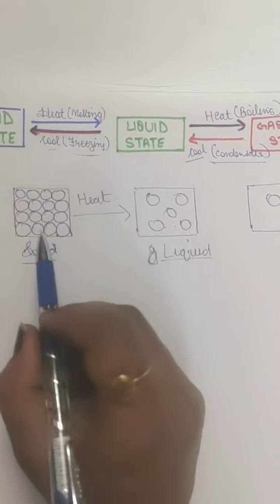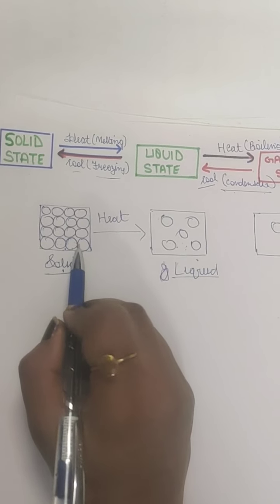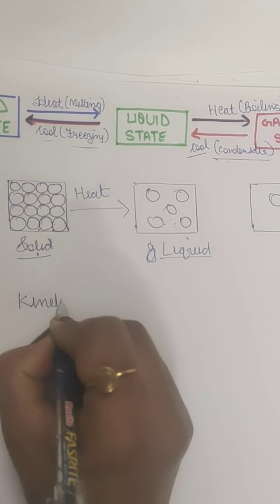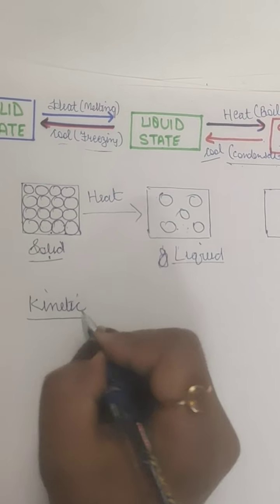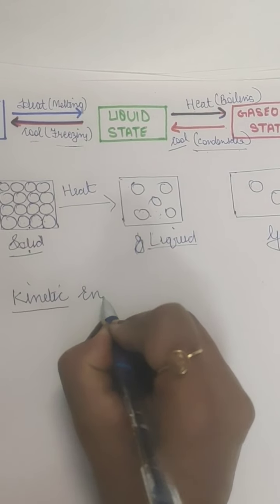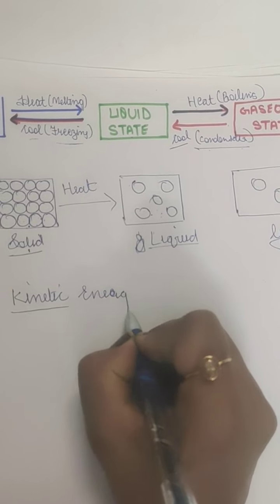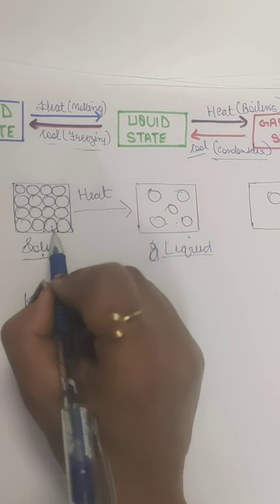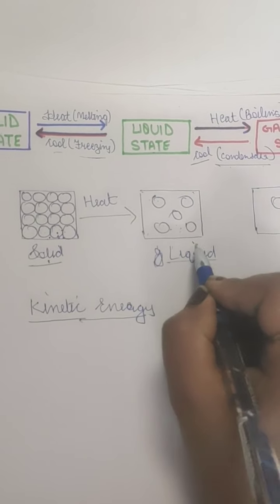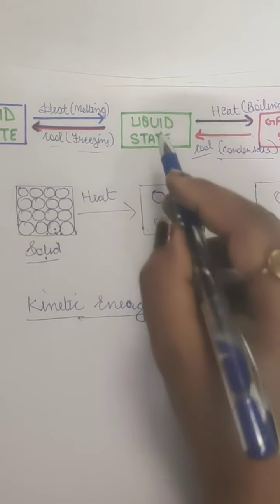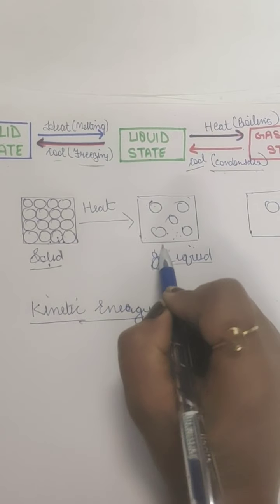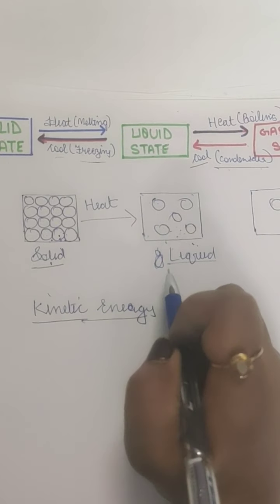When we heat, the particles gain kinetic energy. If you remember, I told you about kinetic energy in the previous video, so please go through the definition I gave you. This kinetic energy will increase, which will allow the particles to move even faster. When they move faster, they will be away from each other. They will behave as a liquid, and hence the solid will be converted into liquid state.